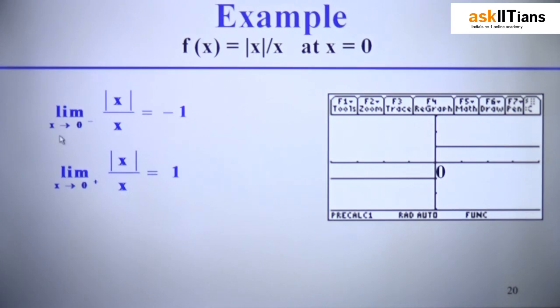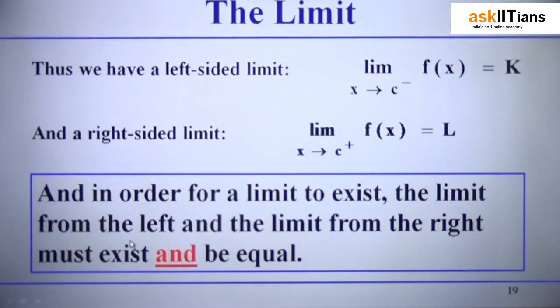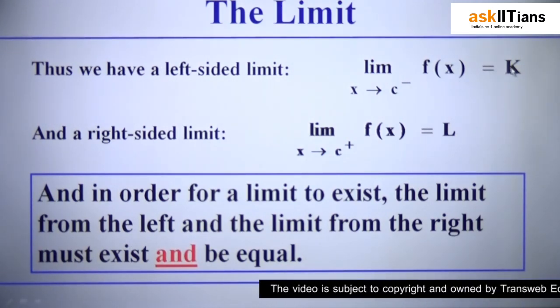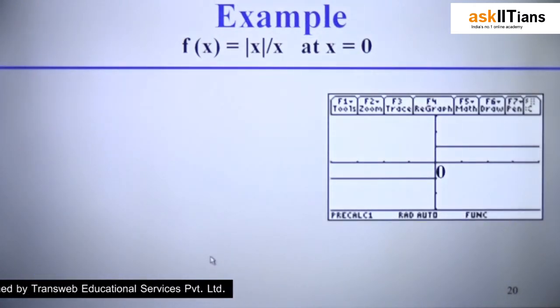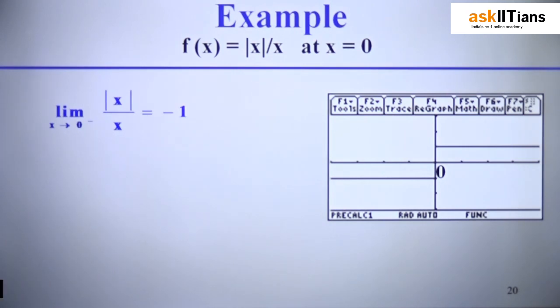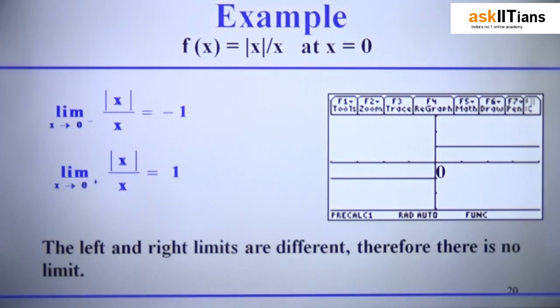So the left hand limit gives me a value of minus 1 and the right hand limit gives me a value of 1. As defined previously, the limit only exists when the left hand limit as well as the right hand limit are finite and both are equal. But in this case the left hand limit is minus 1, the right hand limit is 1, and both are not equal. Thus the limit for this function at x equal to 0 does not exist.